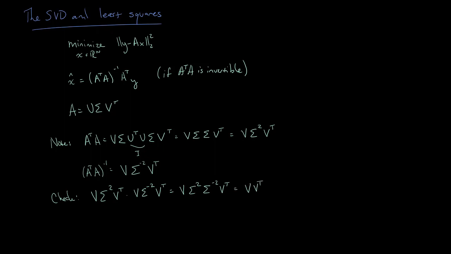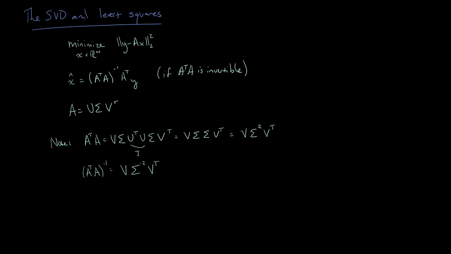Now, in general, V V transpose is not equal to the identity. But here, we're assuming that A transpose A is invertible. This actually means that A is full rank. So V is actually a square matrix here. And so in this special case, V V transpose is equal to the identity.